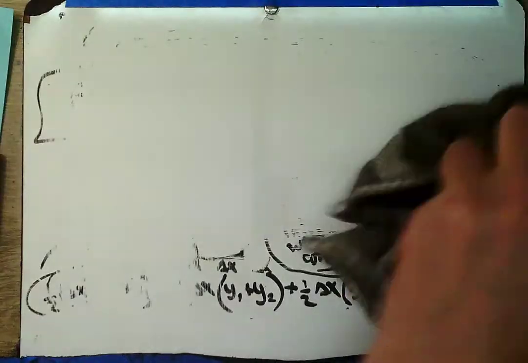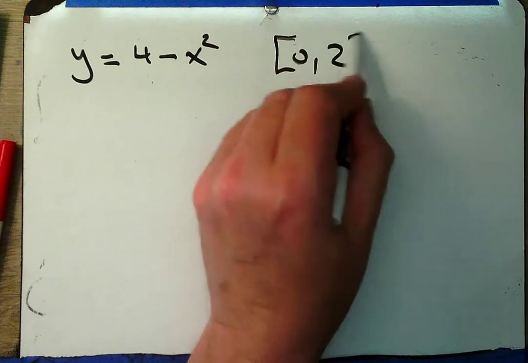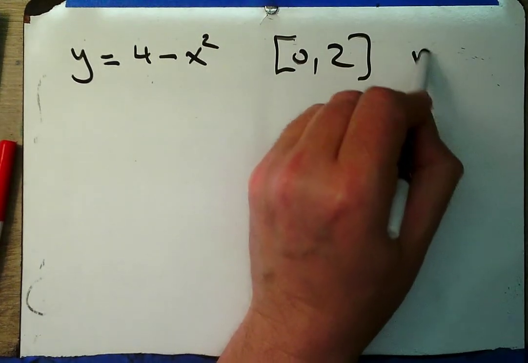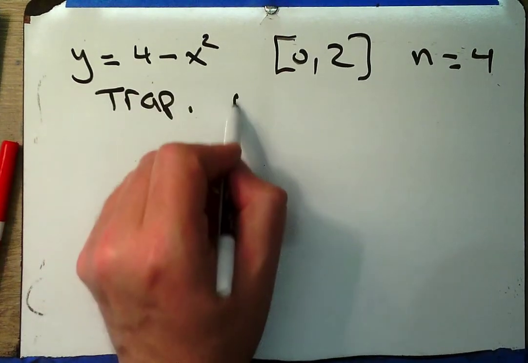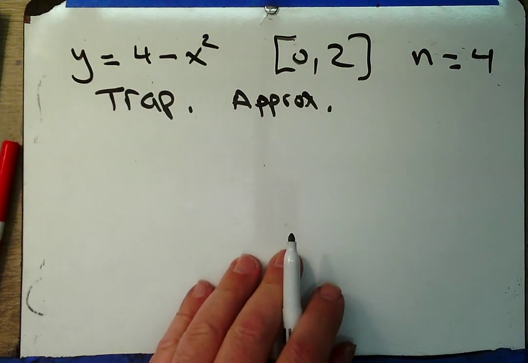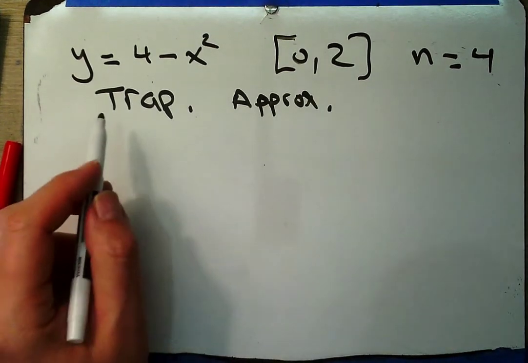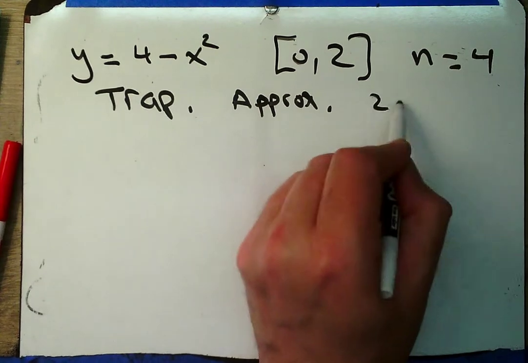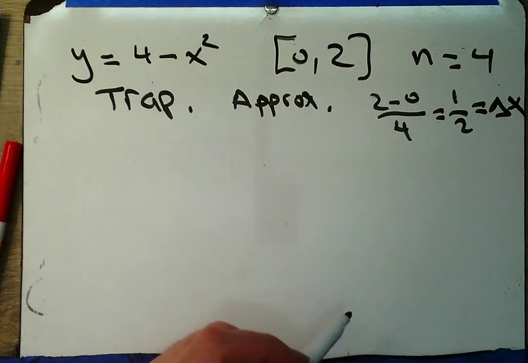Whether we're talking about some sort of algebraic function, like, how about y equals 4 minus x squared? Let's approximate the area on 0 to 2 using n equals 4. Find a trapezoid approximation. I'll do the first one, but you've got to do the next one. So 2 minus 0 over 4 gives me 1/2. My subinterval width is 1/2.